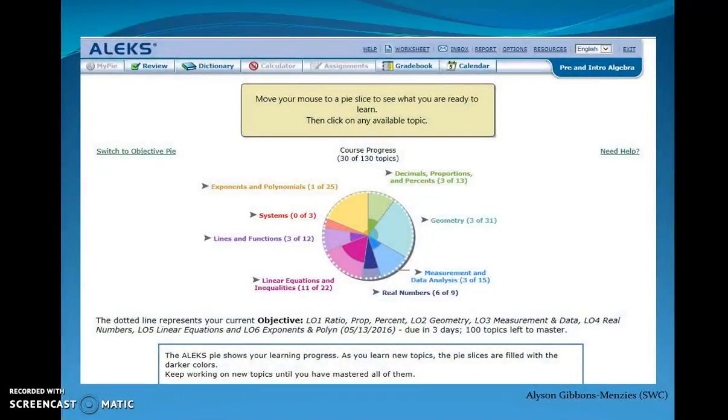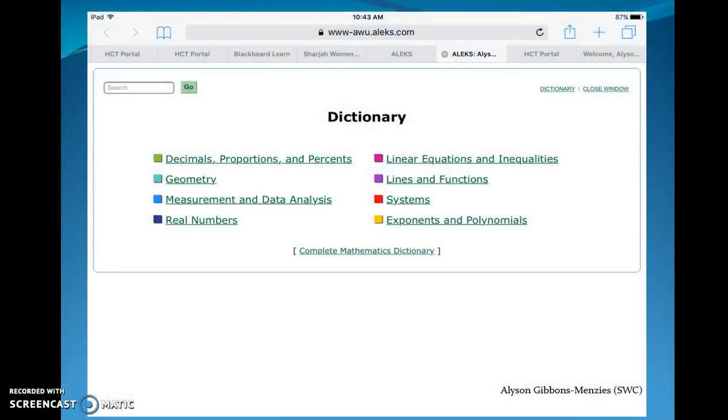Now we will look at different functions in Aleks that you will use throughout your math course. We will start with the dictionary. When you click on Dictionary, you'll be given a list of words for each subject that you will study. The vocab will help you to understand the question so that you can then calculate the answers correctly.